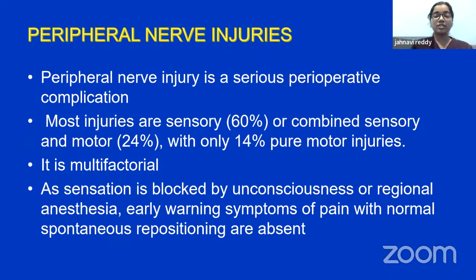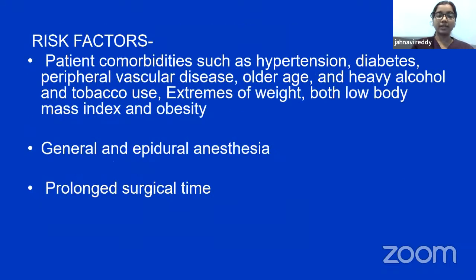For example, if a patient is given spinal or epidural anesthesia and the patient's lower limb peripheral nerves are injured, the patient cannot experience the symptoms of nerve injury immediately, as the spinal action will stay for 4 to 6 hours. So we can't assess the symptoms of the nerve injury early. So we should be very careful.